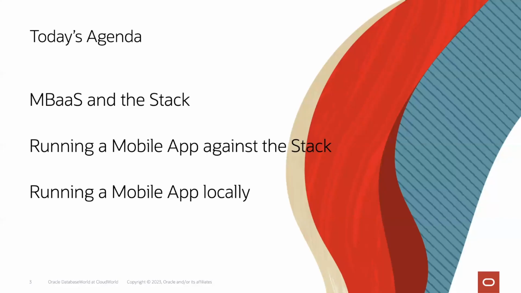So today's agenda is going to talk about what a mobile backend as a service is and how that stack is deployed to the Oracle Cloud. Then we'll show creating and running a mobile application against the stack, and also demo creating and running a mobile app locally against the new Oracle Free 23c Docker database image.